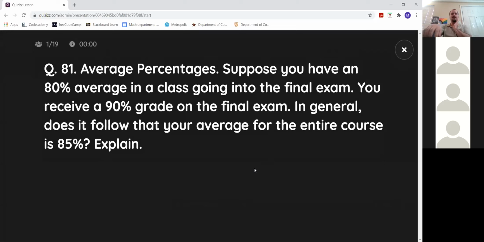Like if all your assignments were equally weighted, would this be true? If we get 80% average in our class going into the exam and we receive a 90 on the final, is that going to mean that we're going to get an 85?